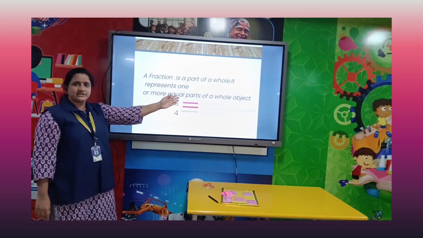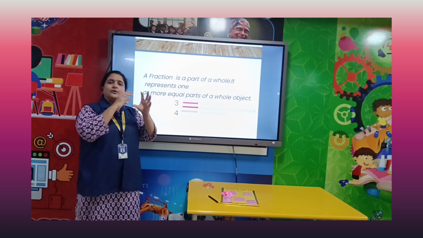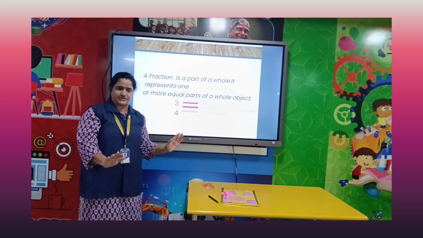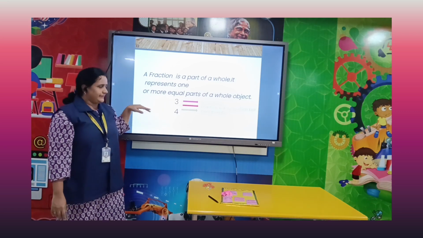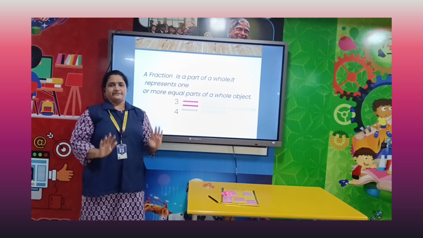So what is a fraction? A fraction is a part of a whole. It represents one or more equal parts of a whole object. And you have two numbers, one at the top and one at the bottom, and in between you have one line, called the fraction bar or a division bar.